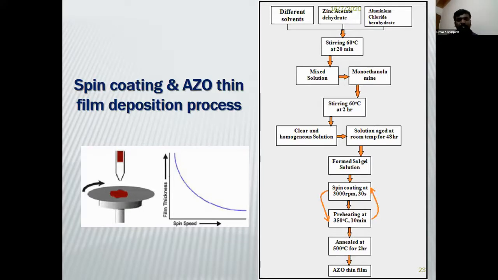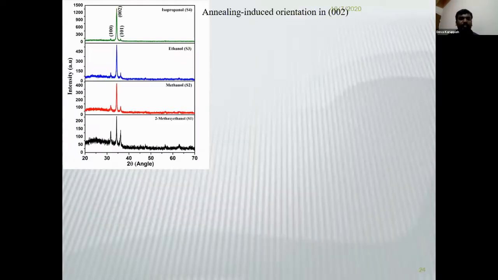After getting that film, it is annealed at 200 degrees to finally get the thin film. And this is the XRD. Here also we get the same. The solvents I used are the same as for the dip coating method: methanol, ethanol, and isopropanol. Here I got isopropanol and ethanol with the same properties.